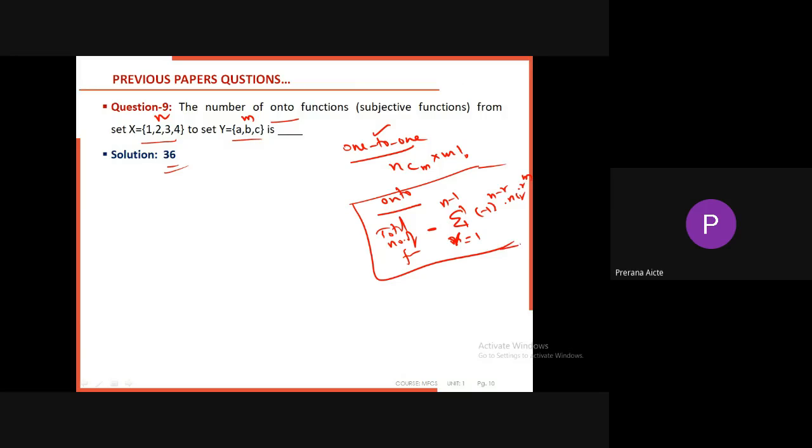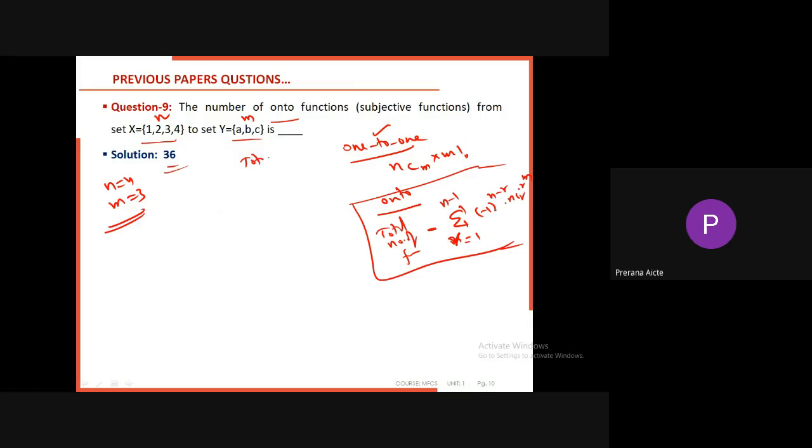Now here the n value is 4 and the m value is 3. So based on these two values, the total number of functions that we can calculate is again a small formula.